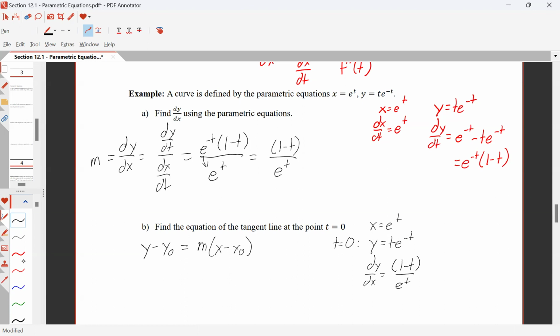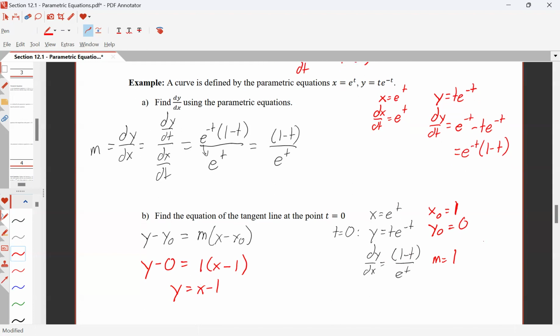When we plug in t equals 0 into each of these, x naught is going to be e^0, which is 1. y naught is going to be 0 times e^0, which is 0. And dy/dx is going to be (1 minus 0) over e^0, which is 1. So we can fill in those pieces. y minus 0 equals 1 times (x minus 1), or y equals x minus 1. There is our equation of the tangent line.